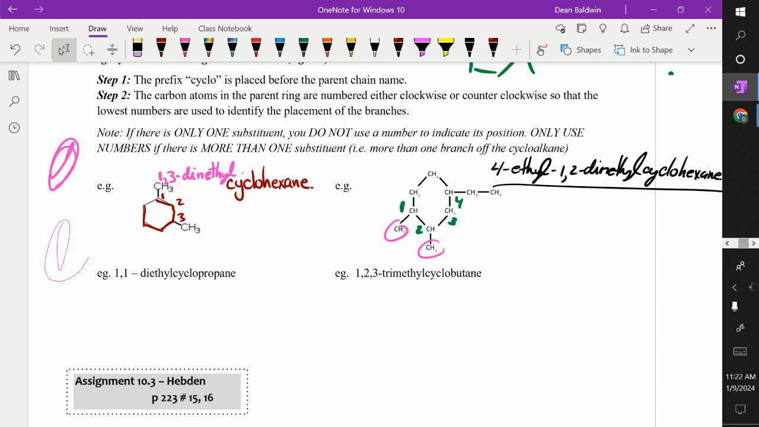It should be a dash. Sorry. Commas between the numbers, dashes between the words and things. All right. Sorry about that. Okay. Drawing it, I think, is easier.